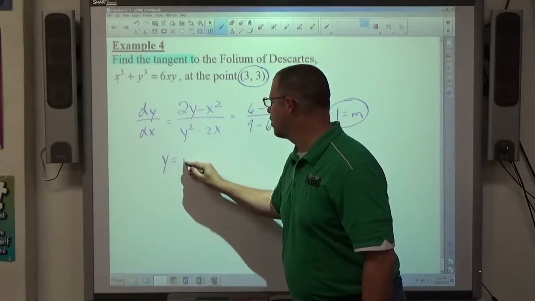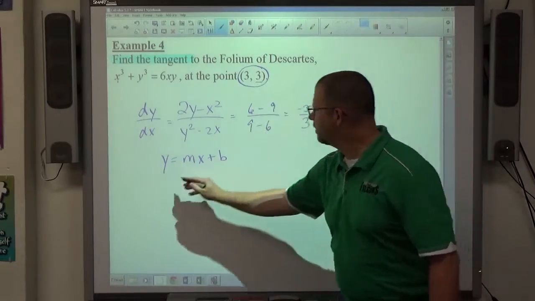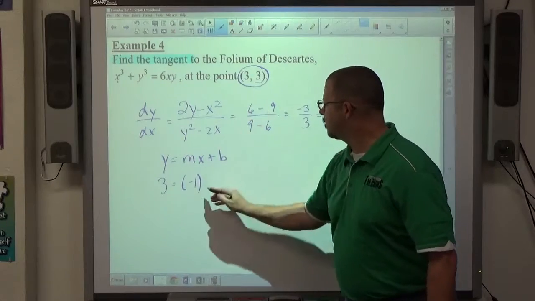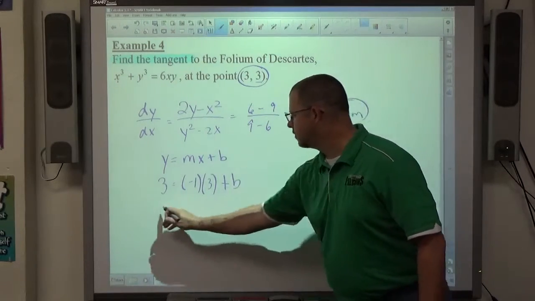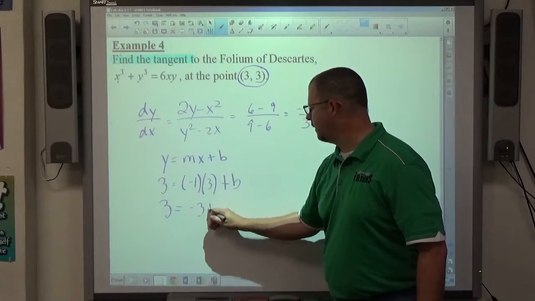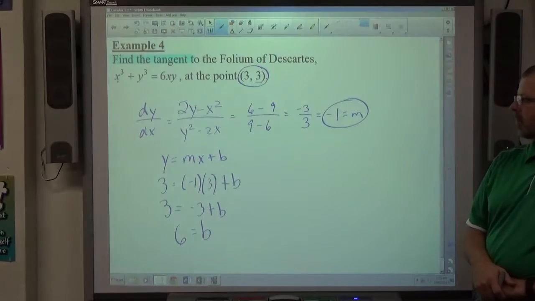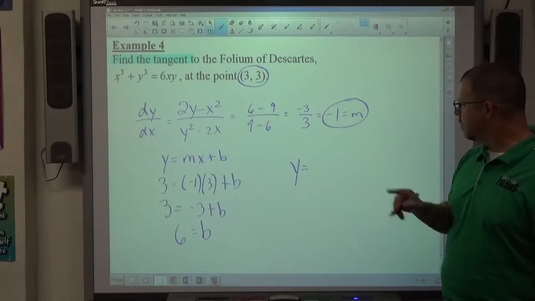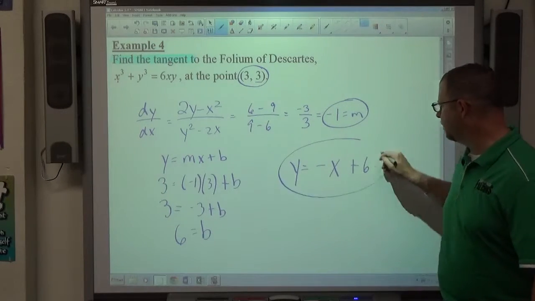Then, if m equals negative 1, we're going to the point (3, 3). Again, y equals mx plus b is always the structure of the equation of the line. Y is 3, m is negative 1, x is 3, and b is what we don't know. So 3 equals negative 3 plus b. So b therefore would equal positive 6. And that gets me to y equals negative 1x plus 6 would be the equation of the tangent line.